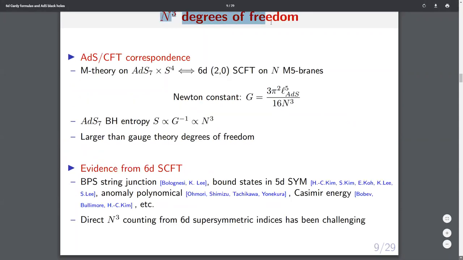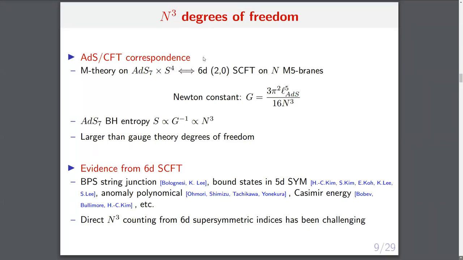So let me talk about those N cubed degrees of freedom a little bit more. I think that the simplest way to understand why N cubed arises in 6D is from the AdS/CFT correspondence. In this version of the AdS/CFT correspondence, it is the correspondence between the 11-dimensional M-theory on AdS7 times S4 and the 6D (2,0) SCFT living on N M5-branes. Also on the AdS7 side, the bulk Newton constant is given by this formula, which is inversely proportional to N cubed. So if we consider AdS7 black holes, their Bekenstein-Hawking entropy should be proportional to the inverse of the Newton constant, and it is again proportional to N cubed.